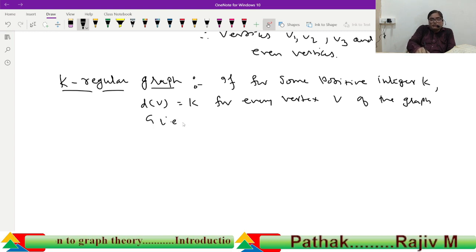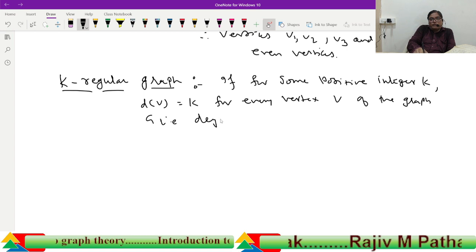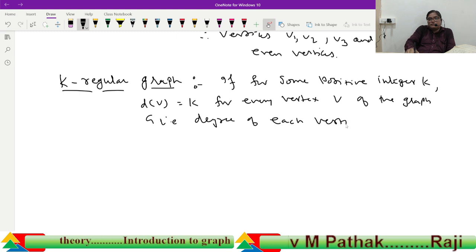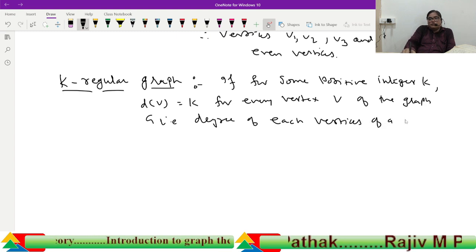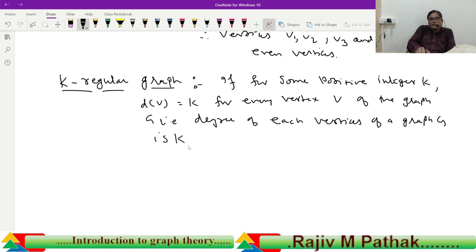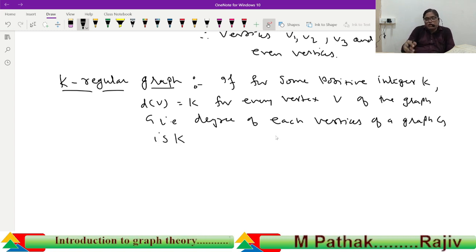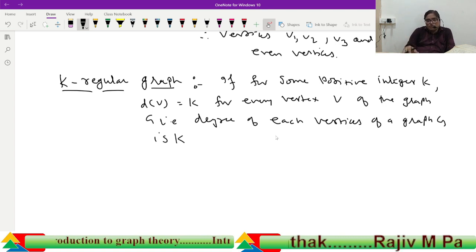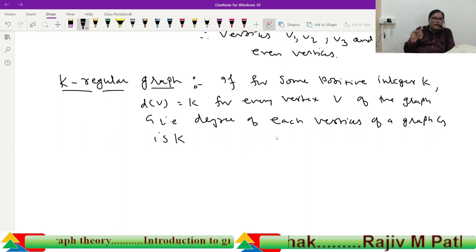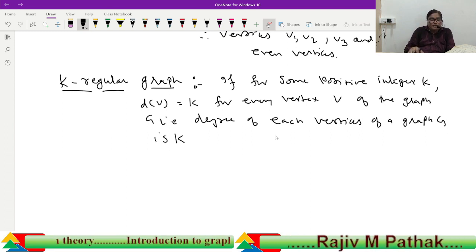That is, the degree of each vertex of a graph G is k. If for some positive integer k, the degree of vertex v is equal to k for every vertex, that means the degree of each vertex is the same, equal to k. Then such a graph is called a k regular graph.